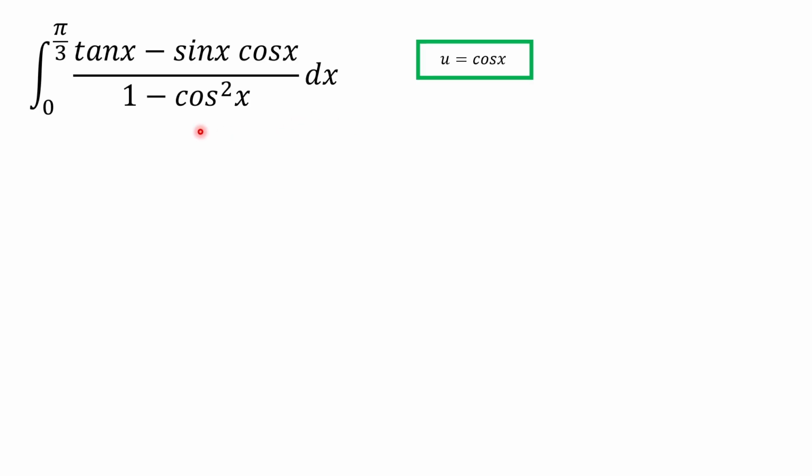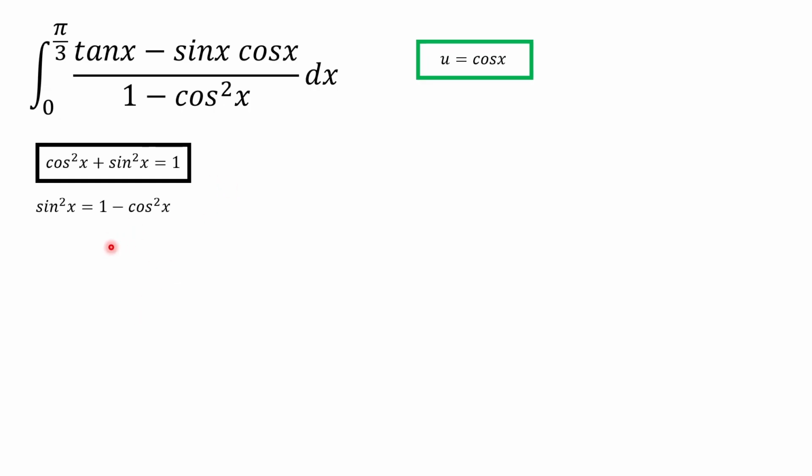So the first thing I'm looking at is that the denominator is really quite awkward, 1 minus cos squared x. So I want to use this identity here and rearrange it to produce this, so that I can substitute 1 minus cos squared x for sine squared x.